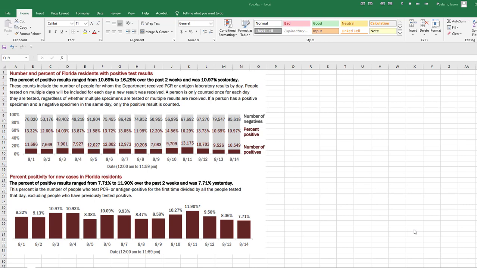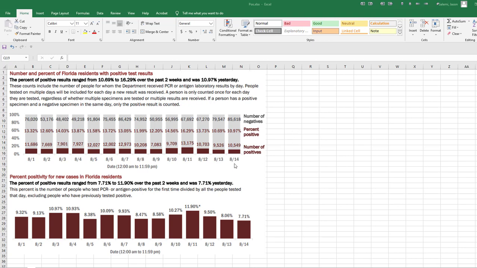messages still come through. So again, as a precursor, this is a snapshot of today's statewide report from the Florida Department of Health related to COVID-19. And again, the two main positivity measures that you will see Florida report. On the top here, you see the number and percent of Florida residents with positive test results.